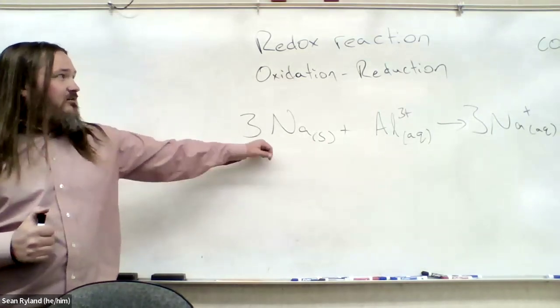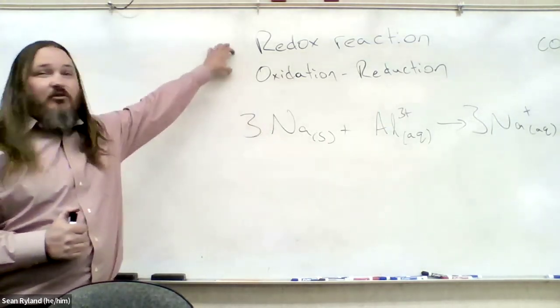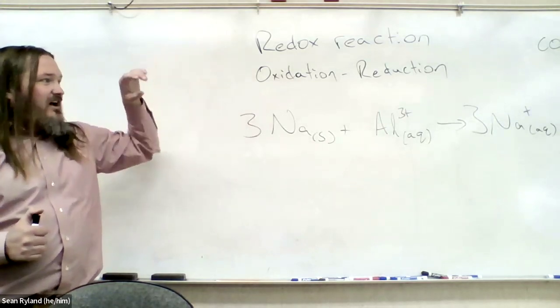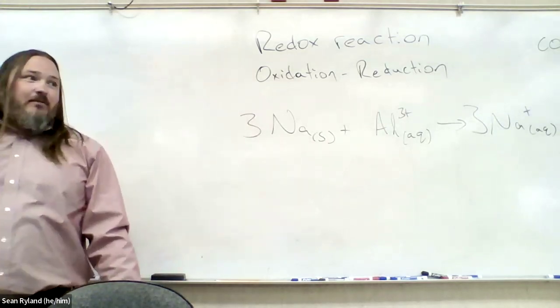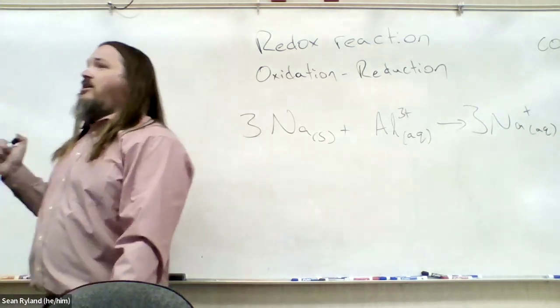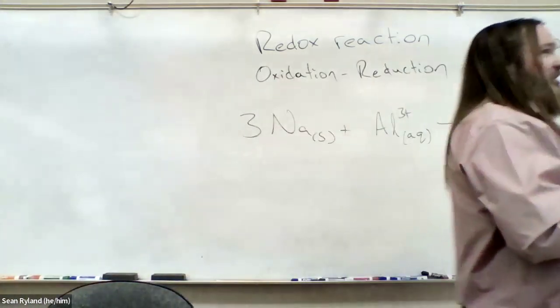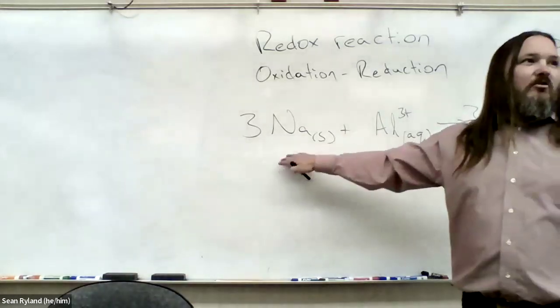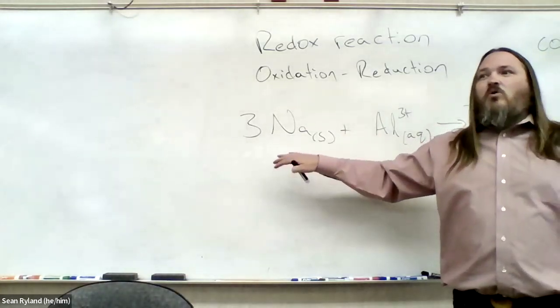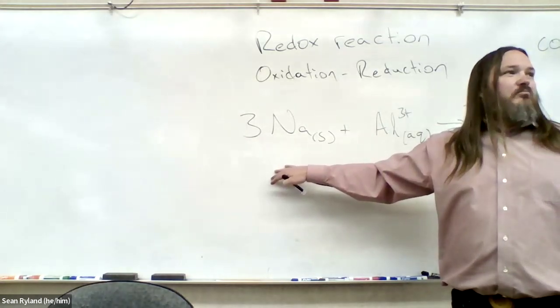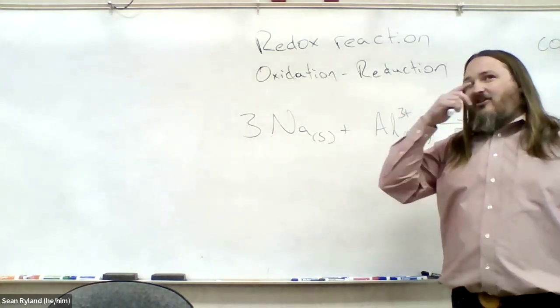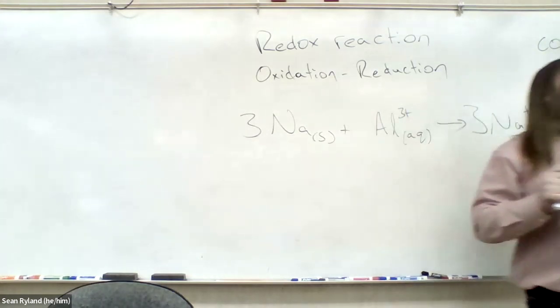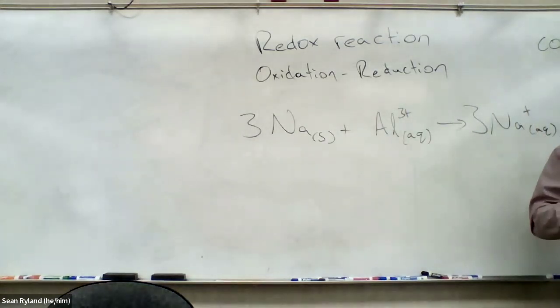So this is a really obvious example of a redox reaction. It happens really quickly. In fact, it happens explosively. If you mix sodium metal with aluminum ions, this reaction happens so quickly it'll probably catch fire. Sodium as a solid, as a metal, is really unstable. If you just drop it in water, it emits hydrogen gas and puts off enough heat that the hydrogen gas catches on fire and sometimes explodes.